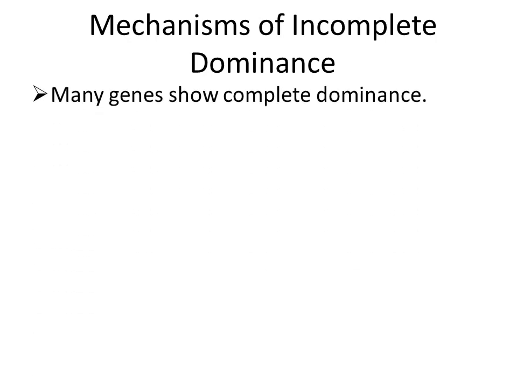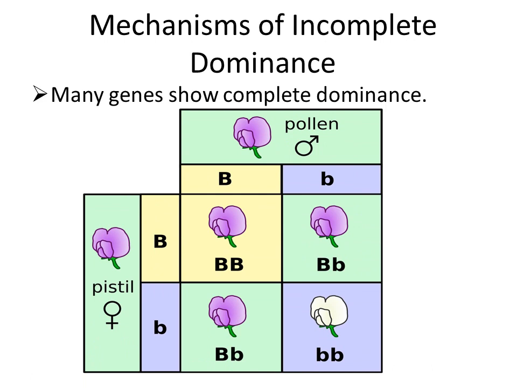Mechanisms of incomplete dominance. Many genes show complete dominance. That was based on Mendel's experiments. Remember? Like example, here we have here purple pollen of a pea plant crossed with a purple pistil. Now for the pollen, you have here genotypes of big B, small b. For the pistil, you have big B, small b. So they are both heterozygous.